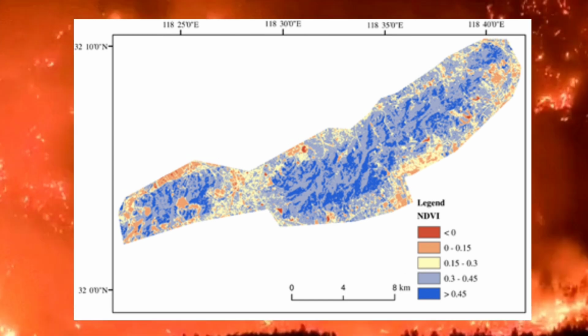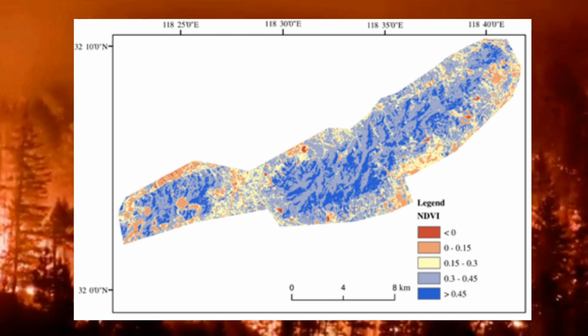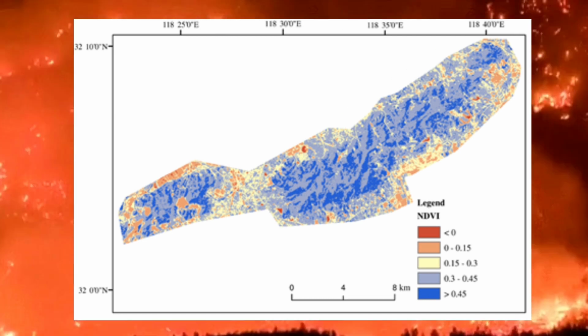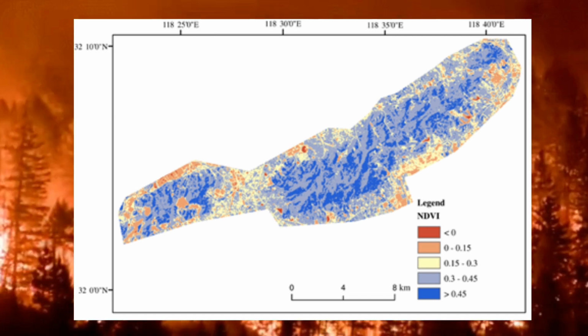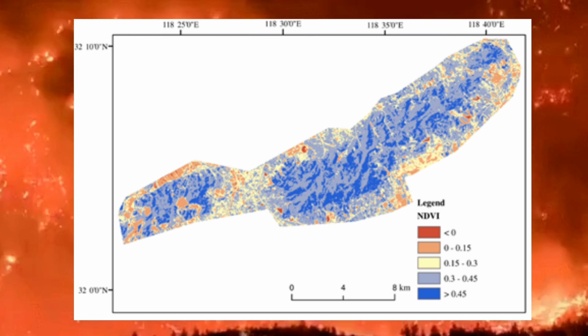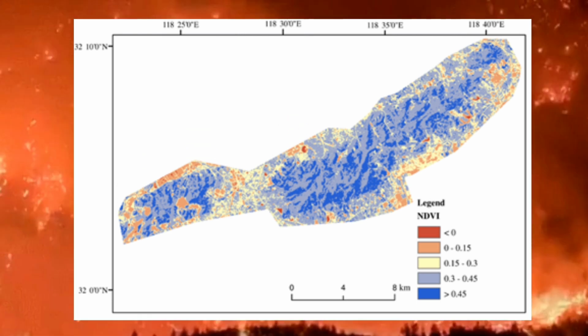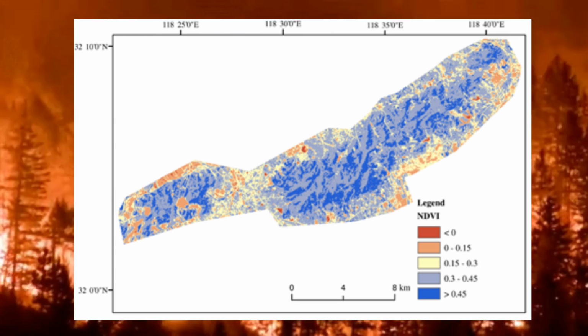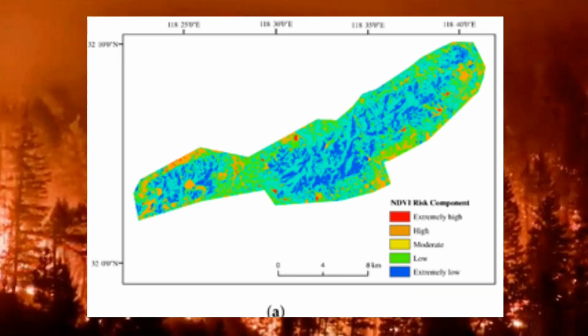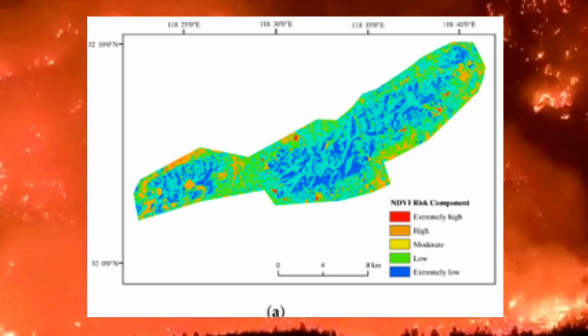The central part of Laotian National Forest Park is a forest area with full vegetation coverage, as shown in the figure. The marginal areas of the central rear are roads and populated areas, so the vegetation coverage is low. Thus, the fire risk of this area is high. The NDVI base layer is shown in figure A.